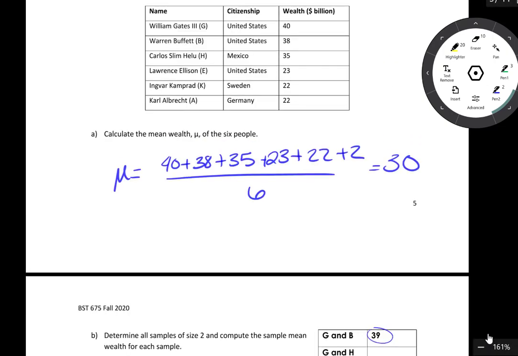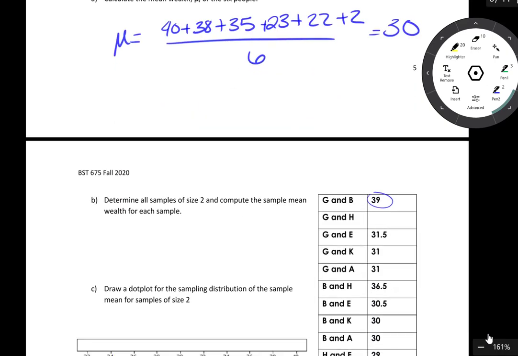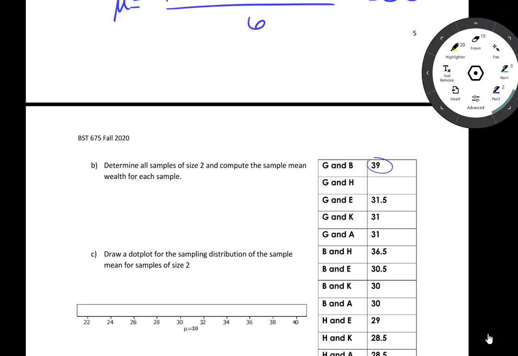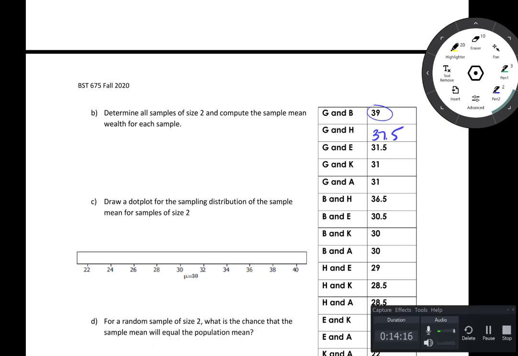If we wanted to calculate G and H, notice that G is Bill Gates, H is Carlos Helu, and so we'd have 40 and 35. So to get this one, we would have 40 plus 35 divided by 2, which is 37.5. And then you can double check the other ones if you want to. So these are all of the possible samples of size 2 and the corresponding sample mean for each of those samples.